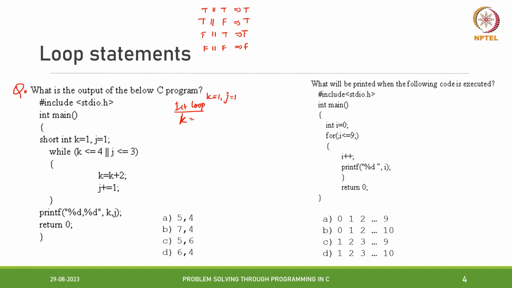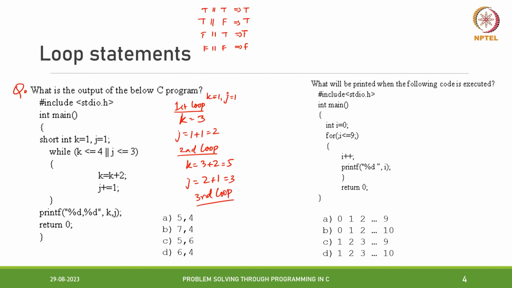Now this condition turned out to be true, so the first iteration will happen. k will become 3, j plus equals 1, that means it will increment by 1, so it will become 2. And the second loop, what happens, k less than or equal to 4 is satisfied, so no need to check the second conditional. So k will become 3 plus 2, which is 5, and j will become 2 plus 1, which is 3.